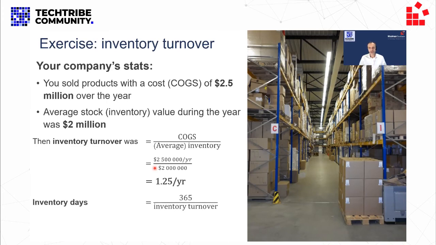You can get an even stronger idea of how poor that is if you calculate the inventory days, which is 365 divided by the inventory turnover. If you divide 365 by 1.25, you get 292 days. That's almost 10 months. So their inventory spent an average time of 10 months in the system, from buying the raw materials to getting it out the door at the end. This is not good at all.